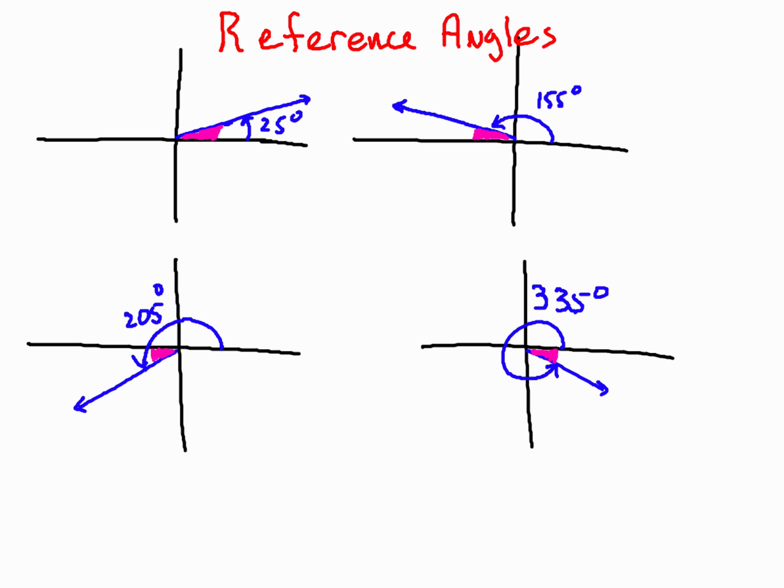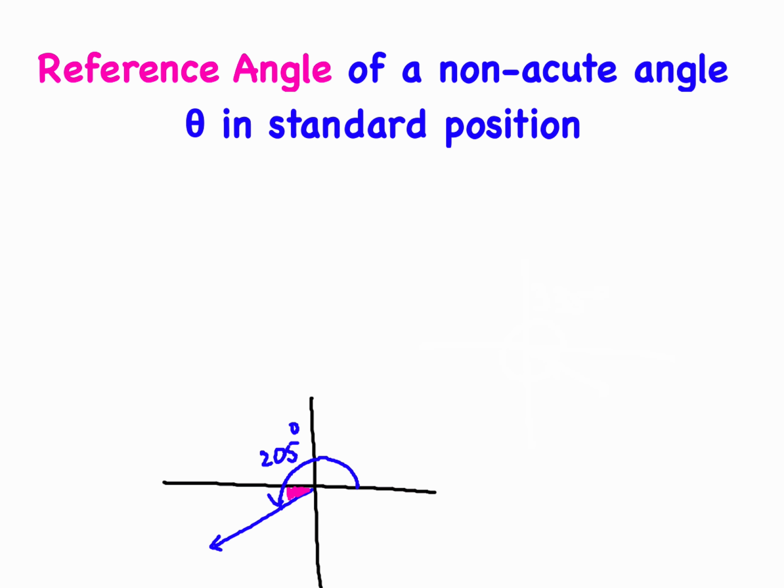So one of the things that we're looking at is, first of all, when we talk about a reference angle, we're talking about a reference angle to a non-acute angle in standard position. So if you look at 205 degrees, it's not an acute angle and it's in standard position. So we're looking at reference angles for those kinds of angles. To start with, what do you notice?